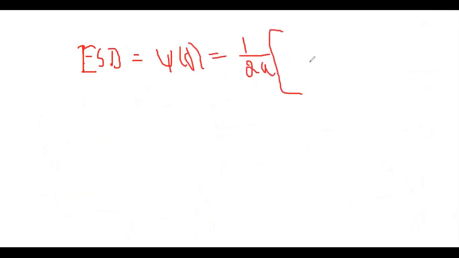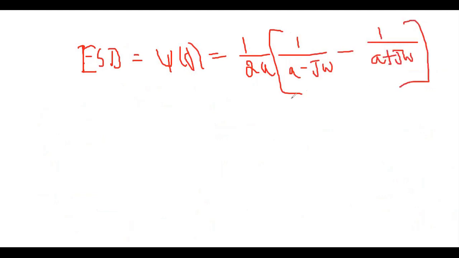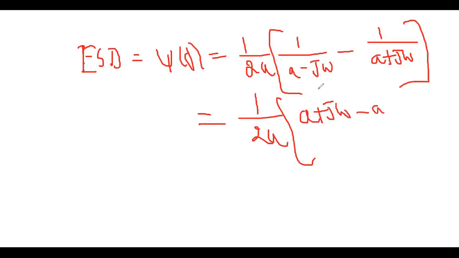So R of tau, not the R of tau, is the energy spectral density psi of f, which is equal to 1 by 2a. For the first integral, we got 1 by a minus j omega, and second integral minus 1 by a plus j omega, is equal to 1 by 2a. Take the LCM here, a plus j omega minus a, minus into minus is plus j omega, a minus a plus j omega, okay.